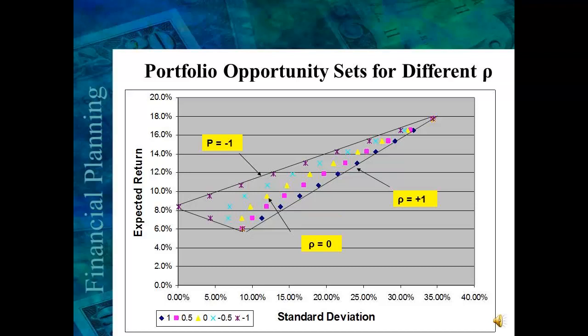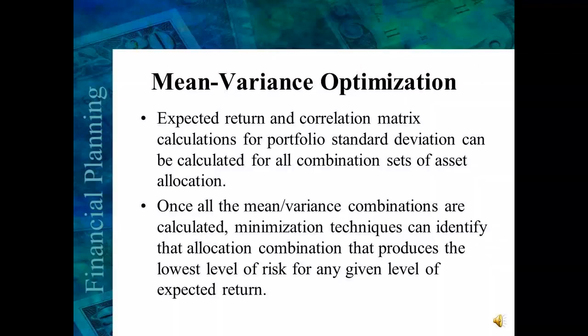This graphic summarizes the importance of diversification. Adding assets that are not perfectly correlated helps reduce the level of risk for a given level of return. Expected return and correlation matrix calculations for portfolio standard deviation can be calculated for all the different combination sets of asset allocation. Once all the mean variance combinations are calculated, minimization techniques can identify that allocation combination that produces the lowest level of risk for any given level of expected return.